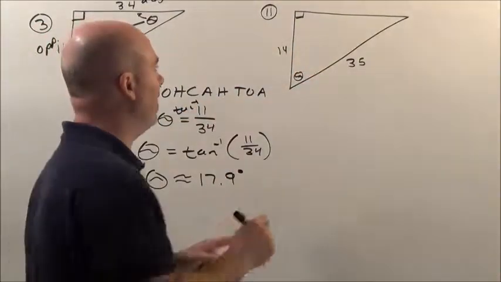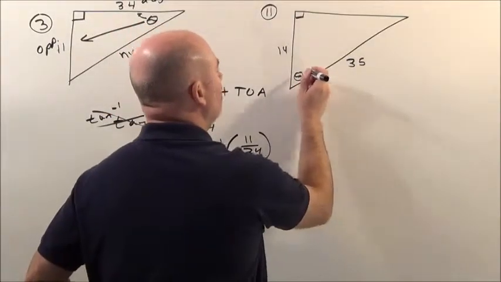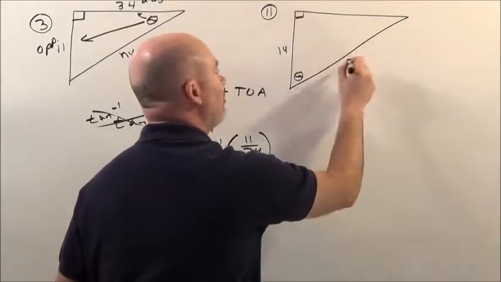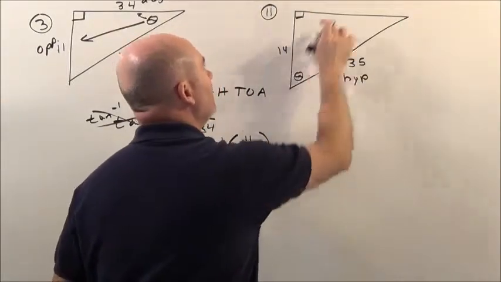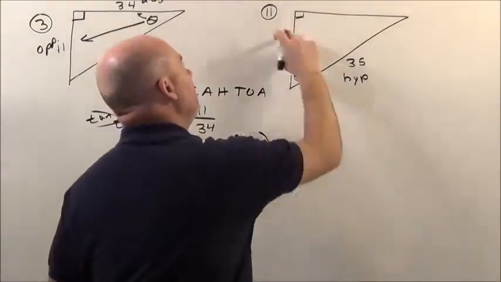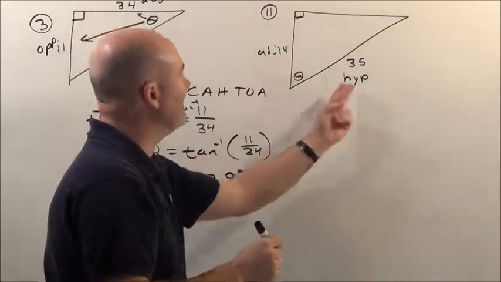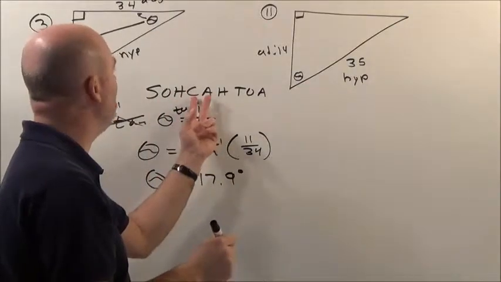Now let's look at number 11. Let's see if we can figure this one out. Here's theta. Well, what are we given? This is the right angle, so we know we have the hypotenuse right here crossing the right angle. Here's theta. There's the opposite, which we don't care about. We have a measurement right here, which is our adjacent. So we have adjacent and hypotenuse. Who's adjacent over hypotenuse? Oh, that's cosine.